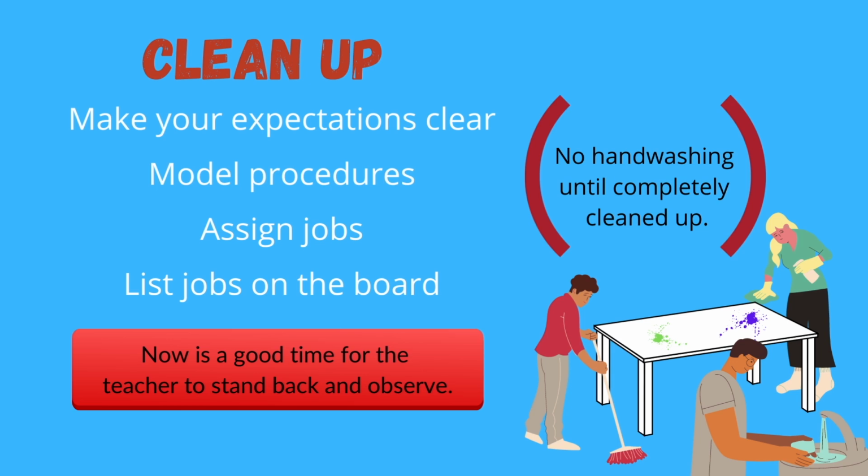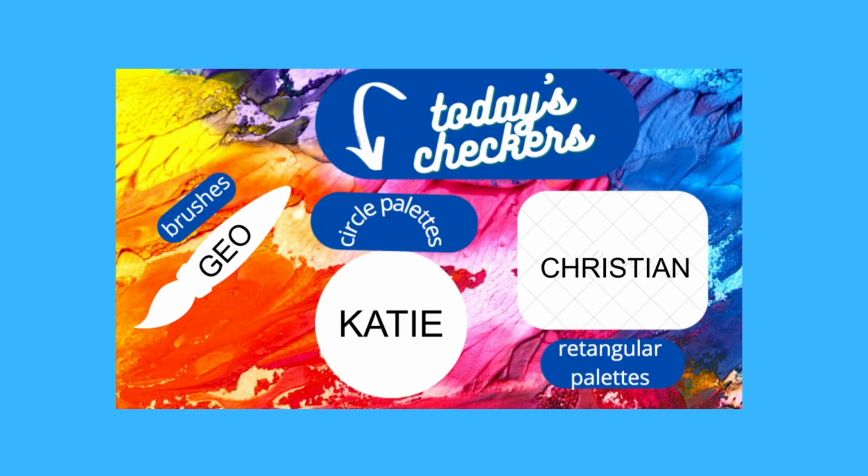Cleanup can be one of our biggest headaches, so let's make sure our expectations are clear. We want to model the procedures, whether it's swiping dust crumbs into our hands off the table or even wringing out a sponge. You can assign jobs, and you can list jobs on the board. Now is a really good time to stand back and observe and make sure everyone is doing what they're supposed to be doing. I also have a rule that there's no hand washing until you're completely cleaned up. This is a visual I use on my board so that these 3 students know that they have jobs that day.